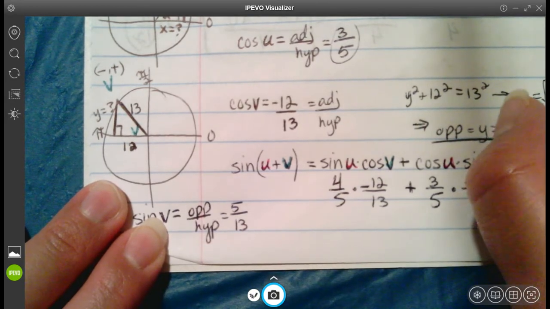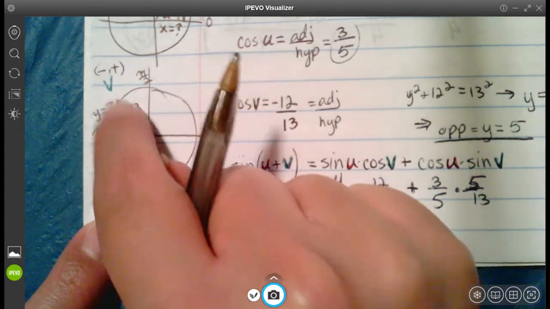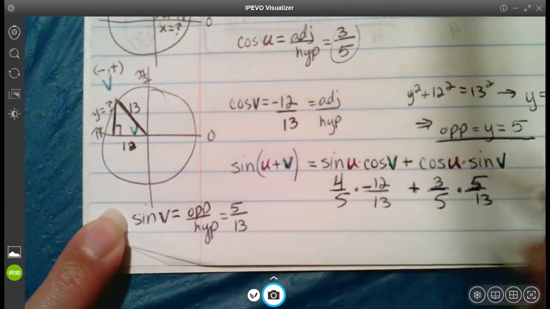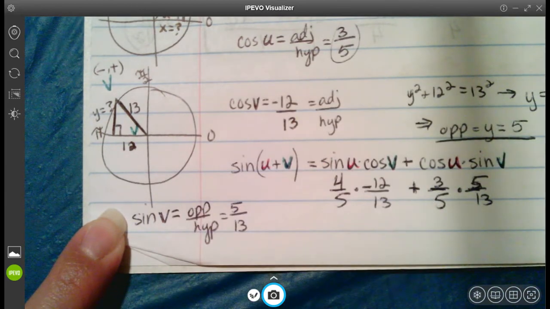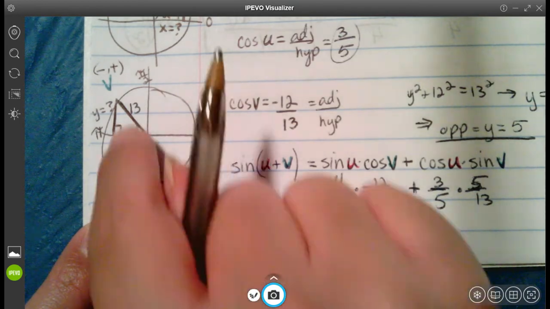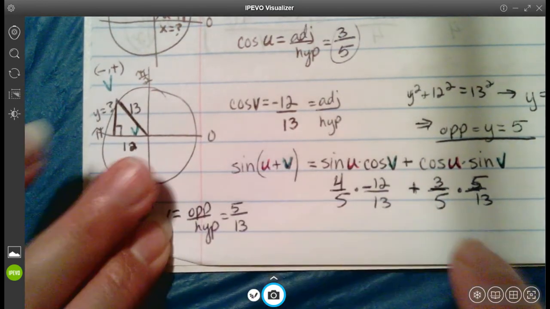Okay, so that means this one is 5 over 13. But remember that in quadrant 2, we do have one of them that's negative, so we've got to just double check to make sure that we're putting our negatives wherever they go for this one. So sine is the y value, which means that y is positive. So we're good to go. We can leave it like this.